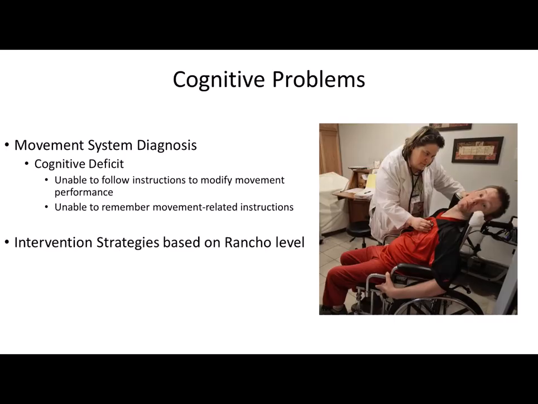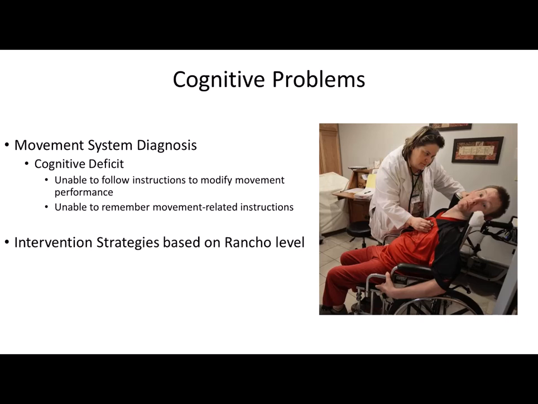So moving on, we also talked about cognitive problems, and one new movement system diagnosis that we're seeing specific for brain injury is going to be a cognitive deficit. With the cognitive deficit, the patient's not able to follow instructions, or they can't change their movement in any way due to a cognitive deficit. They also might not be able to remember any instructions.